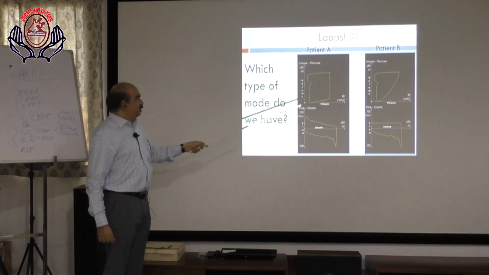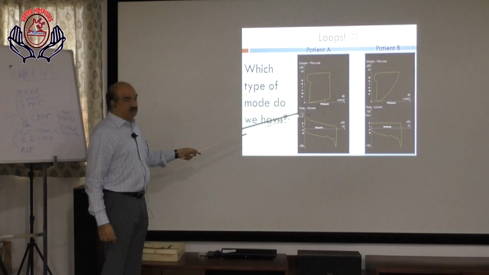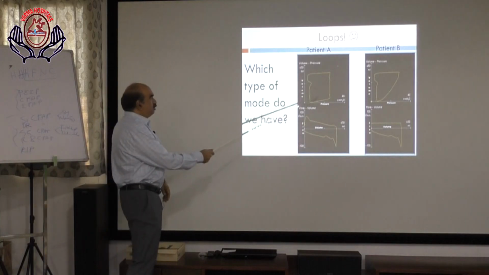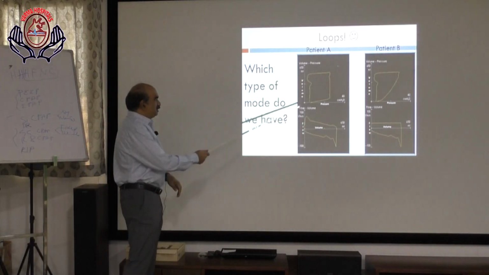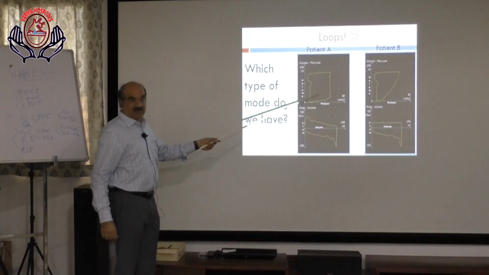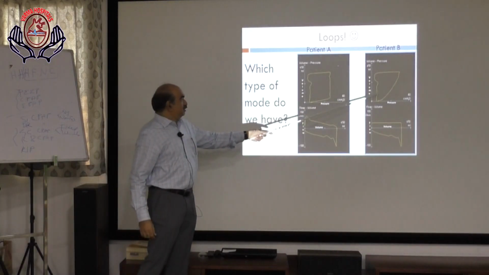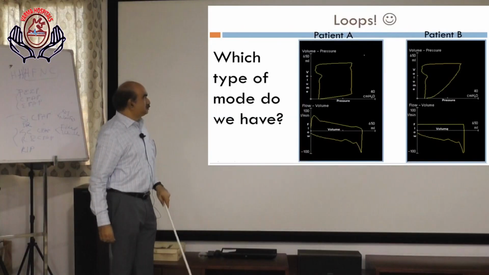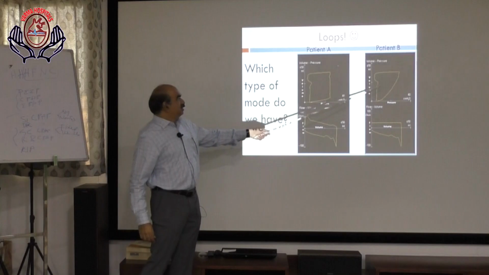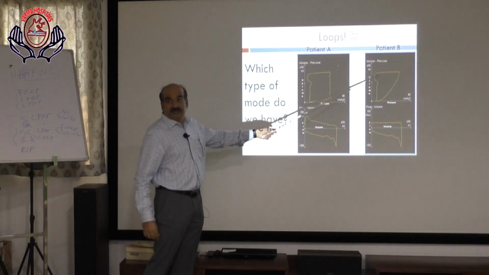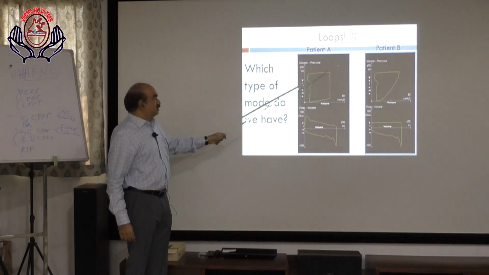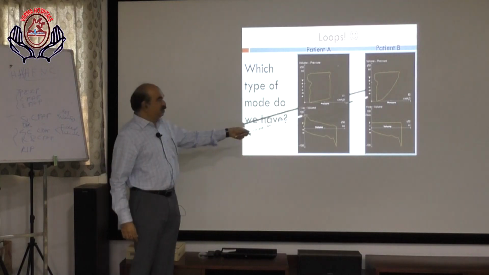So patient A and patient B, is it volume control mode or pressure control mode? Pressure volume loop, and this is flow volume loop. This is volume control, VC mode or PC mode? This A. That B? That B looks like volume control? A, here pressure is constant. Okay, that is volume control mode.